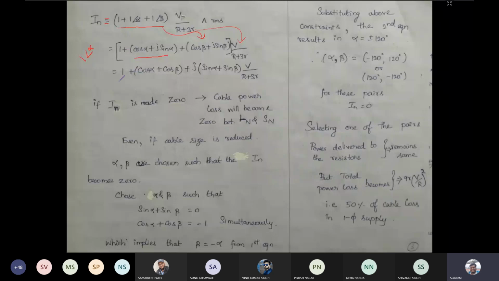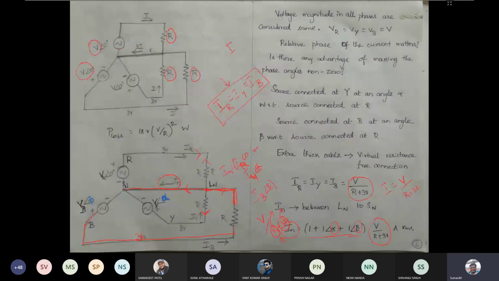Now you just expand this in such a way that you take the real terms separately and the reactive terms separately. So here we have three real terms and two reactive terms. This 1 is a real term, cos alpha is a real term, and cos beta is a real term. Sin alpha is a reactive term because it is multiplied with j, and sin beta is also multiplied with j, so that is also a reactive term. So we have segregated the real and reactive terms. Our motive is to make In equal to 0. The sum of currents at any instant of time should be made 0. Why are we doing that? We are doing that in order to make the power loss in this neutral cable 0.